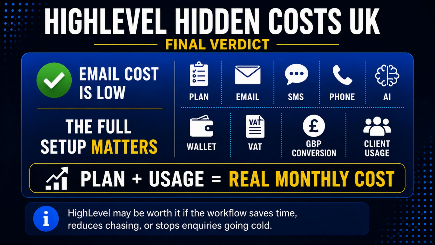The mistake during a trial is switching on everything just because it looks interesting. A better approach is to test one business problem first. If the problem is slow follow-up, test lead capture into email follow-up and booking reminders. If the problem is missed calls, test missed call text back. If the problem is scattered inquiries, test the inbox and pipeline. Do not judge HighLevel by how many features you clicked. Judge it by whether one workflow saves time, reduces manual chasing, or stops inquiries going cold.